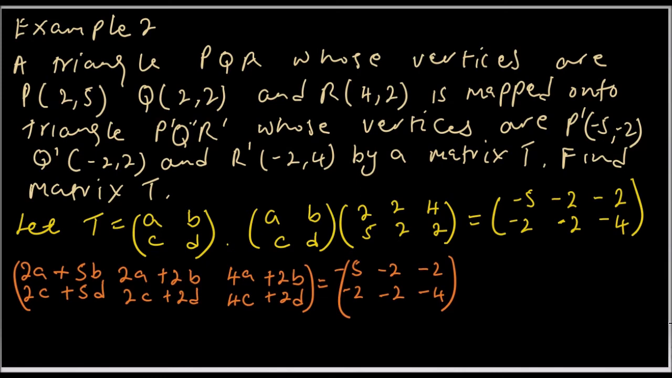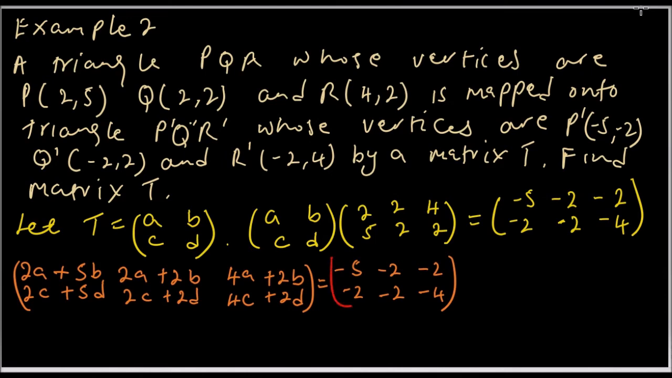So we now say, since the two matrices are equal, we are going to equate the entries. This matrix: 2A plus 5B is equal to -5.